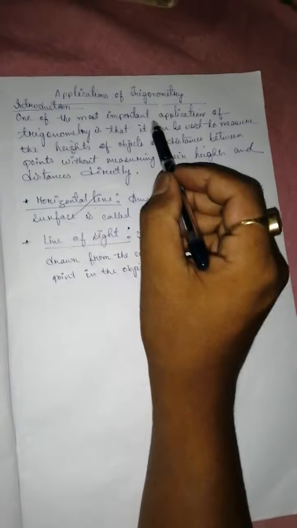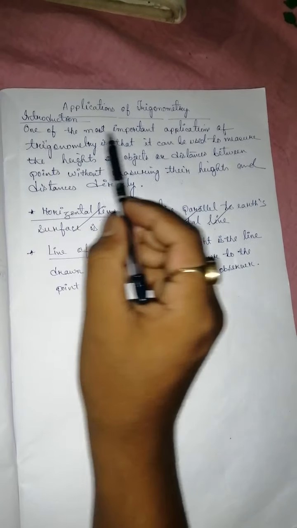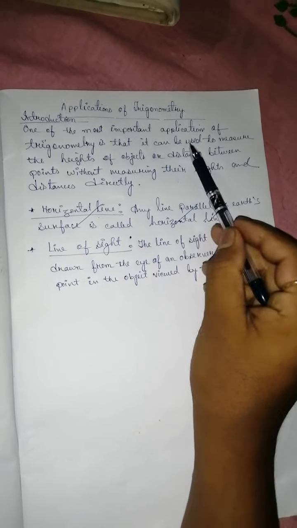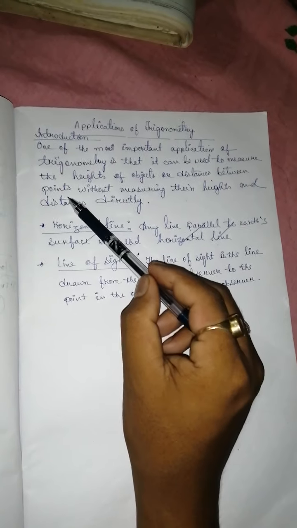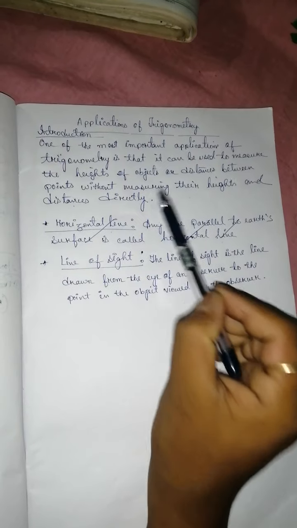Application of trigonometry. Introduction. One of the most important applications of trigonometry is that it can be used to measure the heights of objects or distances between points without measuring their height and distances directly.